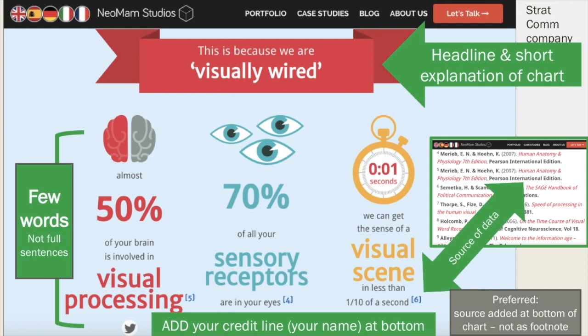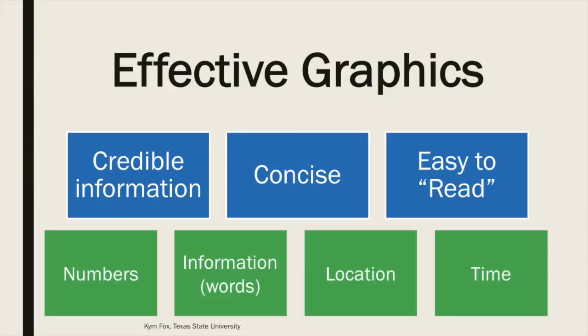Also, we would add a credit line, right? So your name, so that we know you created this visual, which A, gives you the responsibility of that, but also it goes to your credit in terms of what you can do. So effective graphics come in, I put them into sort of these three categories, right? Credible information is critical. It needs to be concise, again, those short words, and it needs to be easy to read, right?